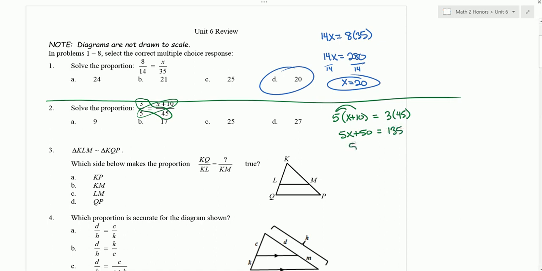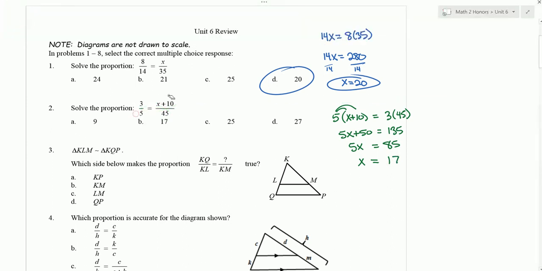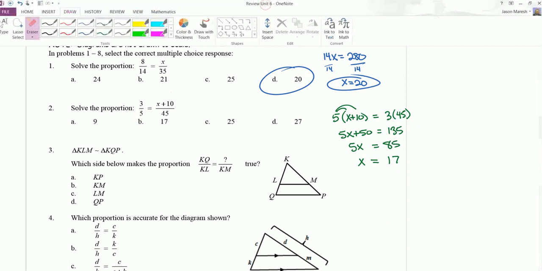Subtract 50, and we get 5x is equal to 85. And then divide by 5, and we get 17 for our final answer here. So the answer's choice is B.